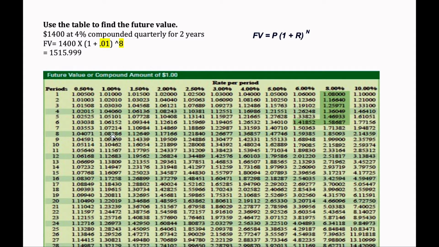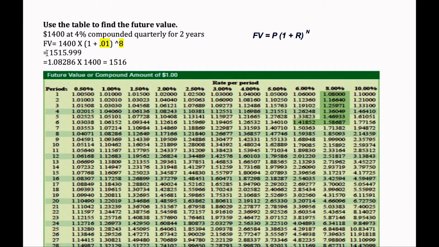Now you will need to slide it to the right at 1%. The intersection of these two is 1.08286. Using this intersection value, we're going to multiply it by 1400. In your calculator, you should get 1516.